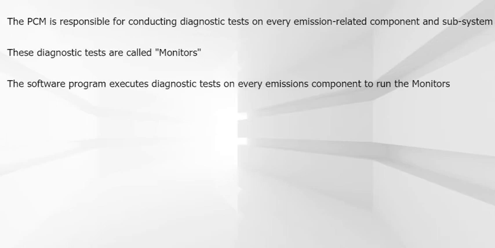Like the first generation of onboard diagnostics, OBD II checks sensor and actuator circuits for opens, shorts, and out-of-range values. However, this is where the similarity in diagnostic capability ends. This is because OBD II is programmed to test components and subsystems for progressive deterioration as well as gross failures. The PCM contains a sophisticated software program which is responsible for conducting diagnostic tests on every component that affects emissions.